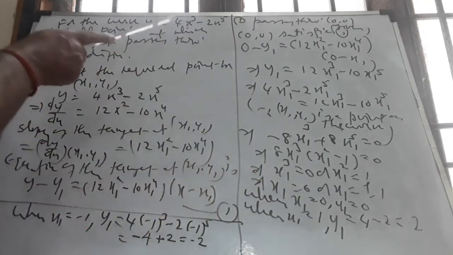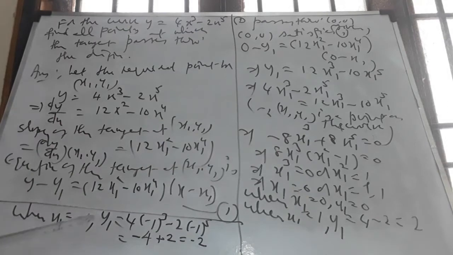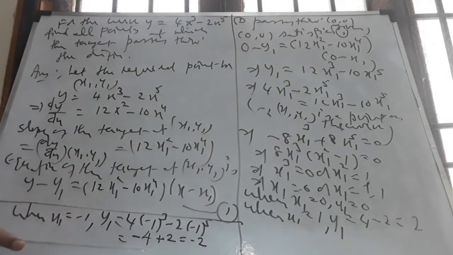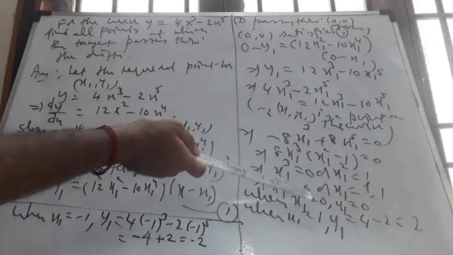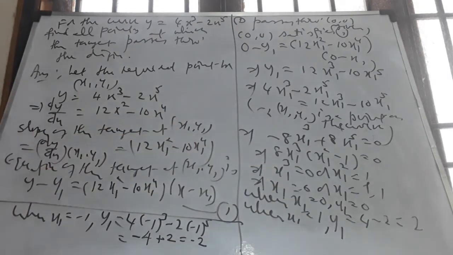When x1 is 0, y1 becomes 0 minus 0, which is 0. When x1 is 1, y1 is 4 minus 2, which is 2. When x1 is minus 1, y1 is 4 into (minus 1) whole cube minus 2 into (minus 1) whole power 5, so it will become minus 4 plus 2, which is minus 2. Therefore, the conclusion: there are 3 such required points. (0, 0) is already given anyway; I am getting that again as one of the points. Then (1, 2) and (minus 1, minus 2).